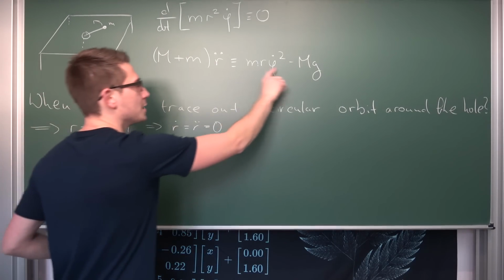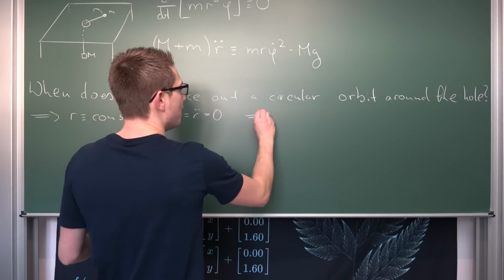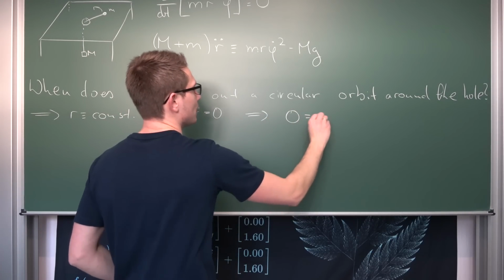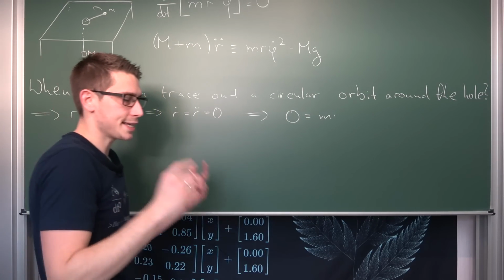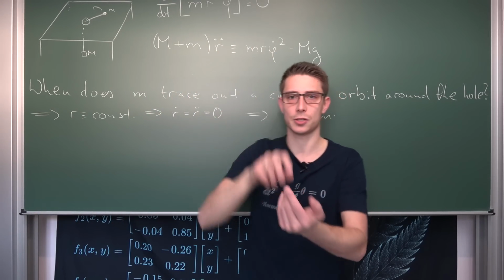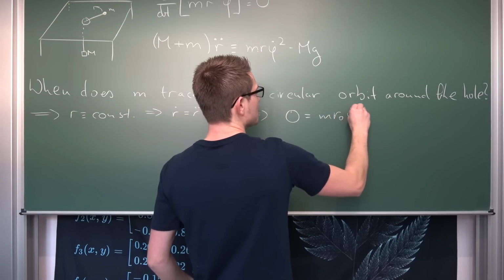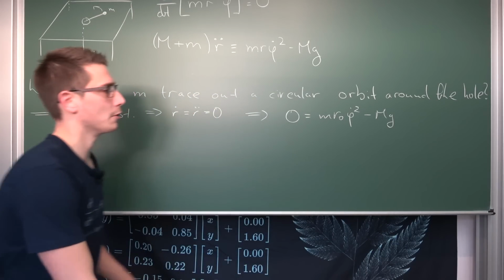Because our differential equation right here is going to be way easier. Meaning this part is going to vanish. We're going to say that 0 is now nothing but m times r. We are going to give this r a new name because we want to find out the exact radius when we trace out a circular orbit. Let's call this thing r naught times phi dot squared minus m times g is going to be our exact equation.